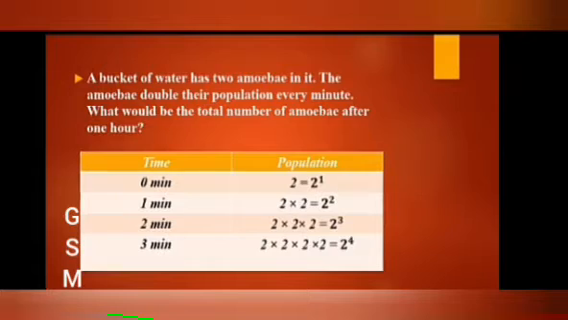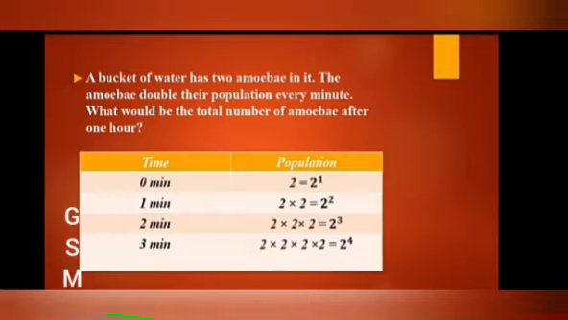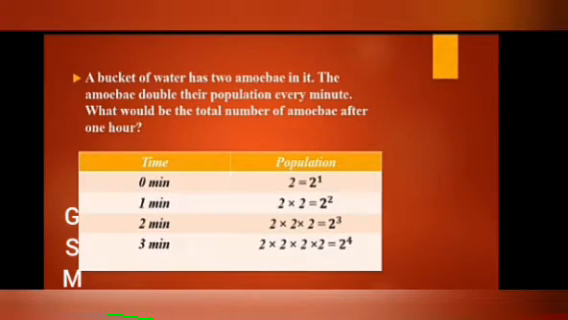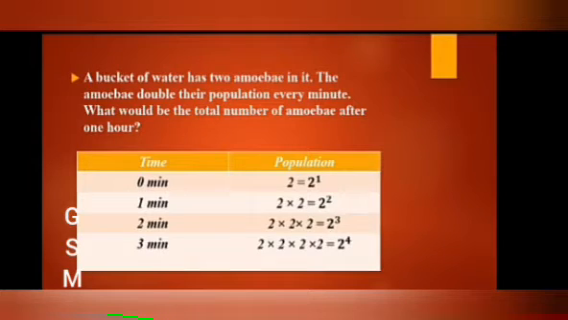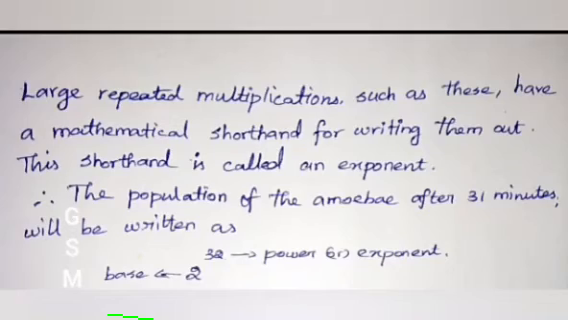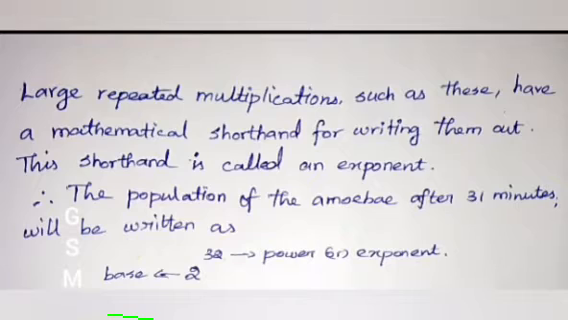In 0 minutes there are 2 amoeba, and in 1 minute there are 2 into 2, which is equal to 2 squared. In 2 minutes there are 2 into 2 into 2, equal to 2 cubed amoeba. In 3 minutes there are 2 into 2 into 2 into 2, equal to 2 to the power 4 population in it. Large repeated multiplications such as these have a mathematical shorthand for writing them out.